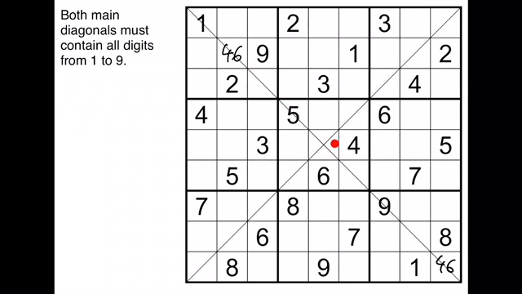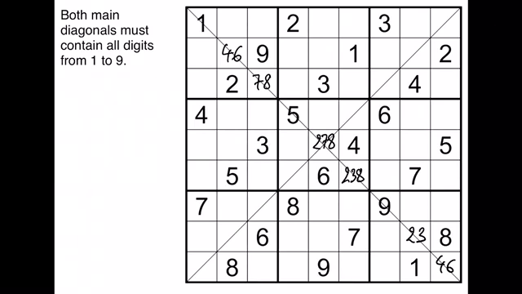Now the remaining cells on the diagonal must be 2, 3, 7, and 8. So this one is 7 or 8. This one is 2, 7 or 8. This one is 2, 3 or 8, and this one is 2 or 3. So if you know that this one is a 7, you can do more. But I won't use this assumption, and actually the fact that this is a 7 will appear somewhat late in the solve.